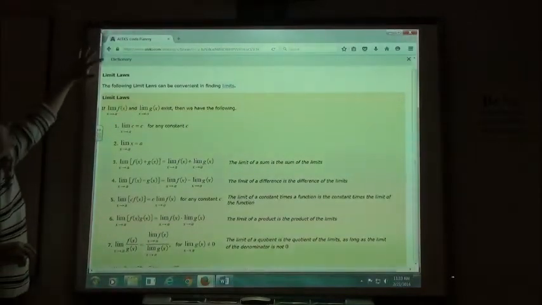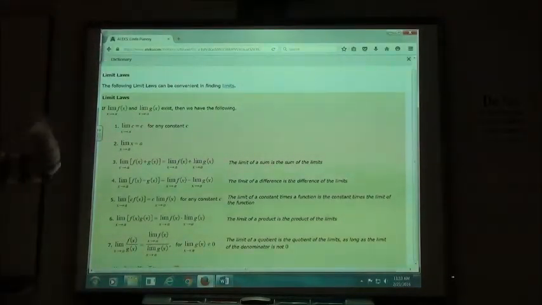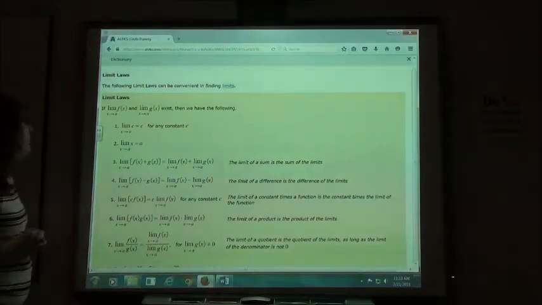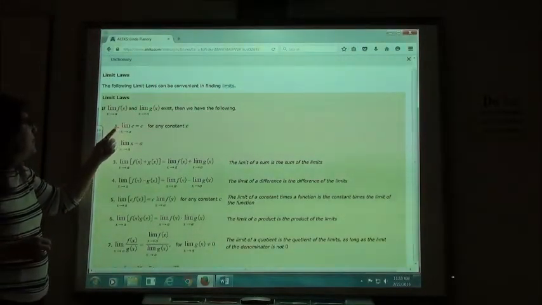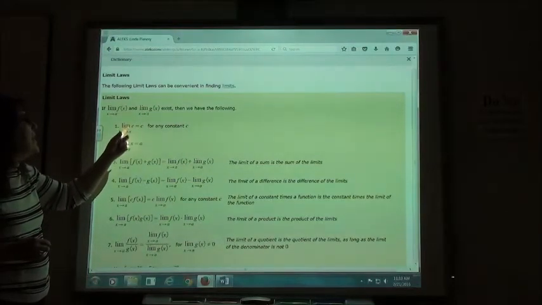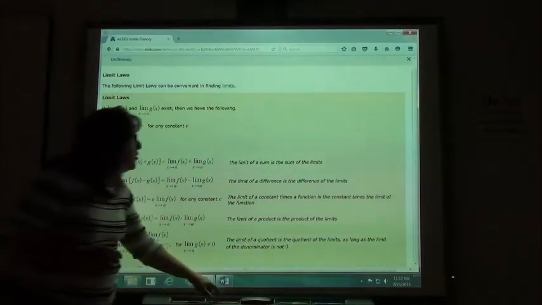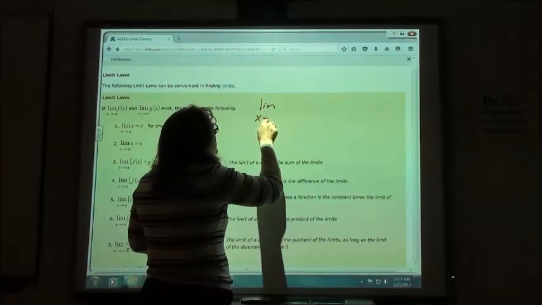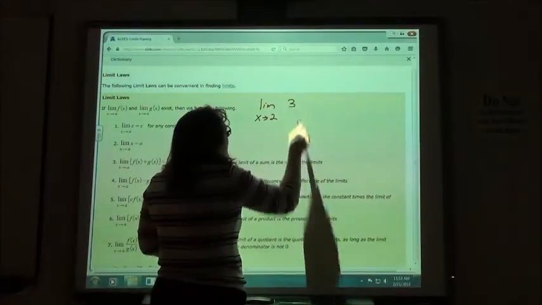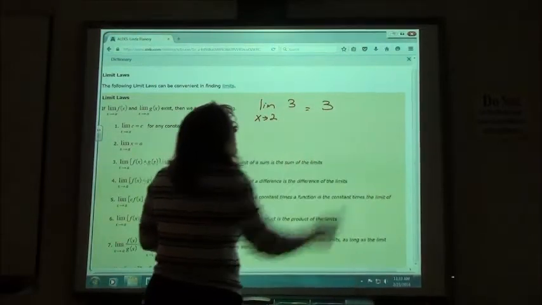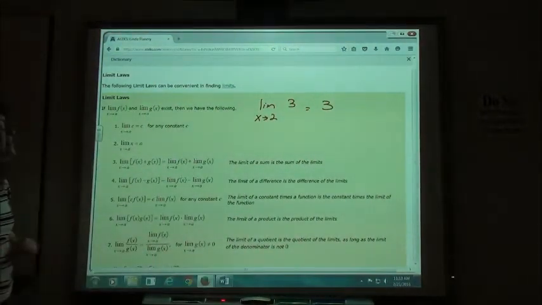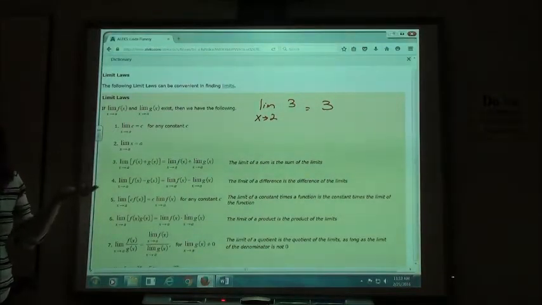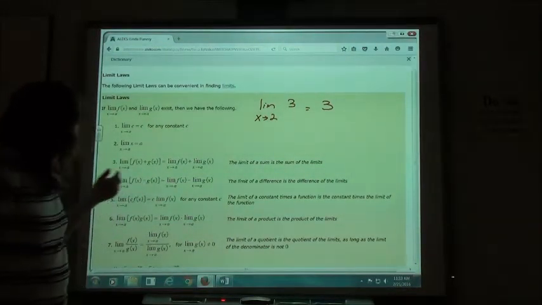Again, if you go to the dictionary and type in limit laws, you can print out this page or bring up this page. So if it says I'm finding the limit as x approaches a for c, and c is a constant term, for example, if I am finding the limit as x approaches 2 of 3, my answer is just going to be 3. That's what that's saying: if I have a constant there, the limit is always the exact same number because I'm always going to have 3's.